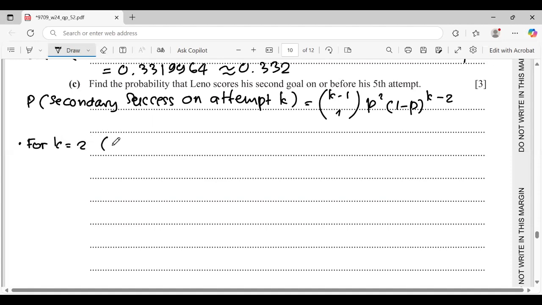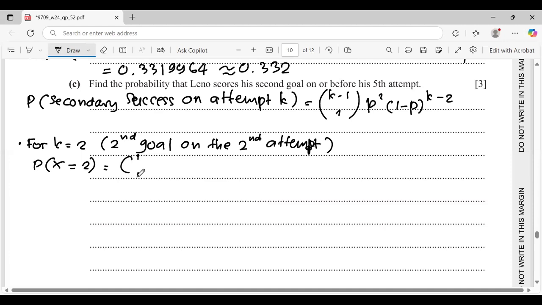For K equal 2, this is the second goal on the second attempt. So the probability x equal to 2 is combination 1, 1, because 2 minus 1 is 1. And after that, the probability is 0.4 squared, 1 minus 0.4, 0.6 to the power 0. And if you calculate, the result is 0.16.